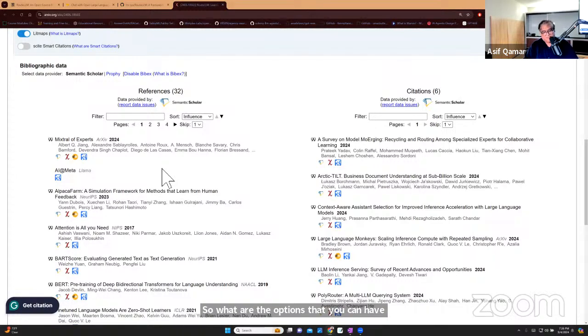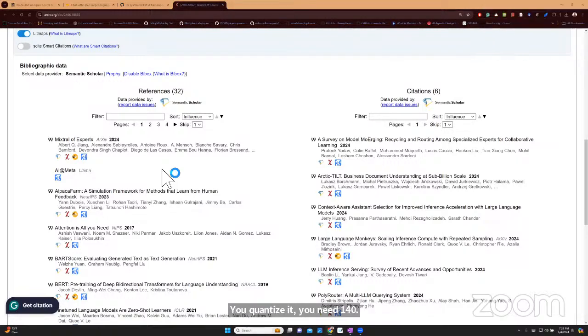If you look at the history of this field, you find a slew of options. The most common option is quantization. Don't use 4 bytes, don't use 32 bits. Use 16 bits. When you use 16 bits, people found that actually the performance degradation is not that much. So if you have a 70 billion parameter model, let's say a middle-sized model, you quantize it, you need 140, let's take 160.